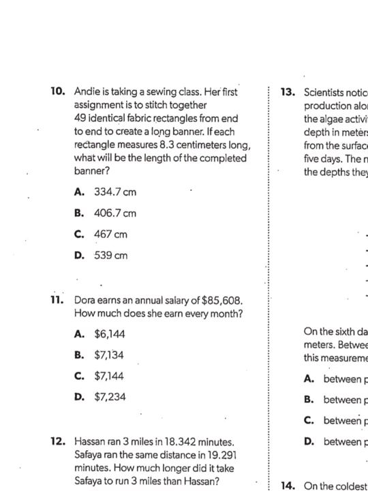So on word problems, what I like to do a lot of times is I change my numbers around just to make it easy for me to understand. So let's pretend this is 50 and not 49. And let's pretend this is, let's say, 2. So if I have 50 fabric rectangles from end to end to create a long banner, if each rectangle measures, let's say, 2 centimeters long, so if I have 50 and they're each 2 centimeters long, how long will it be? So if I have 50 and each of them is 2, what would I do to figure out how long it is? I would just do 50 times 2, right? And I get 100. Okay, well that was easy. What did I do? I multiplied.